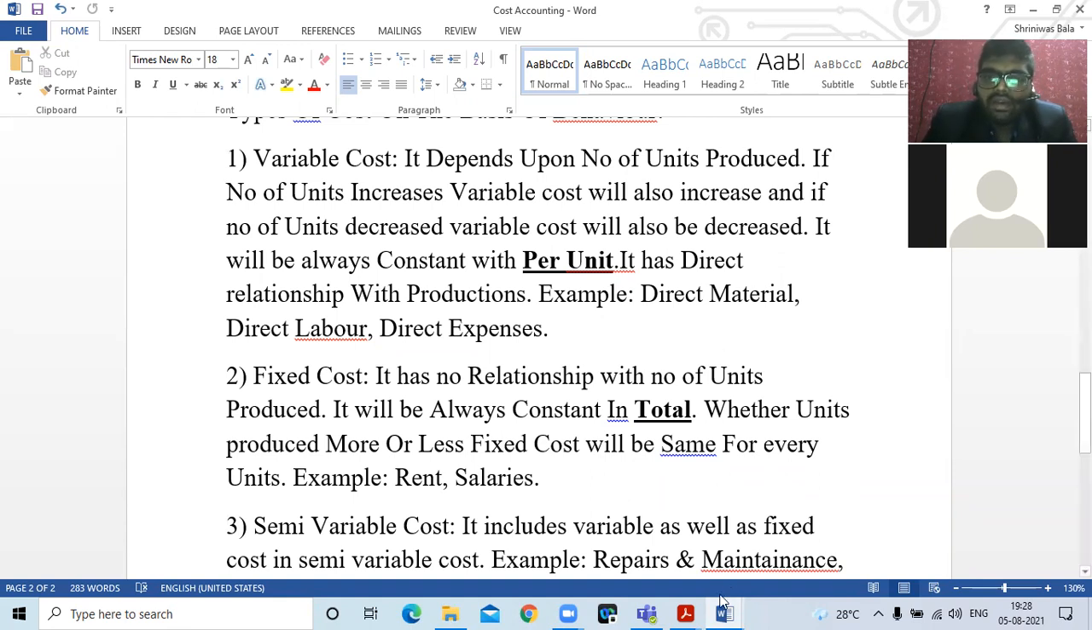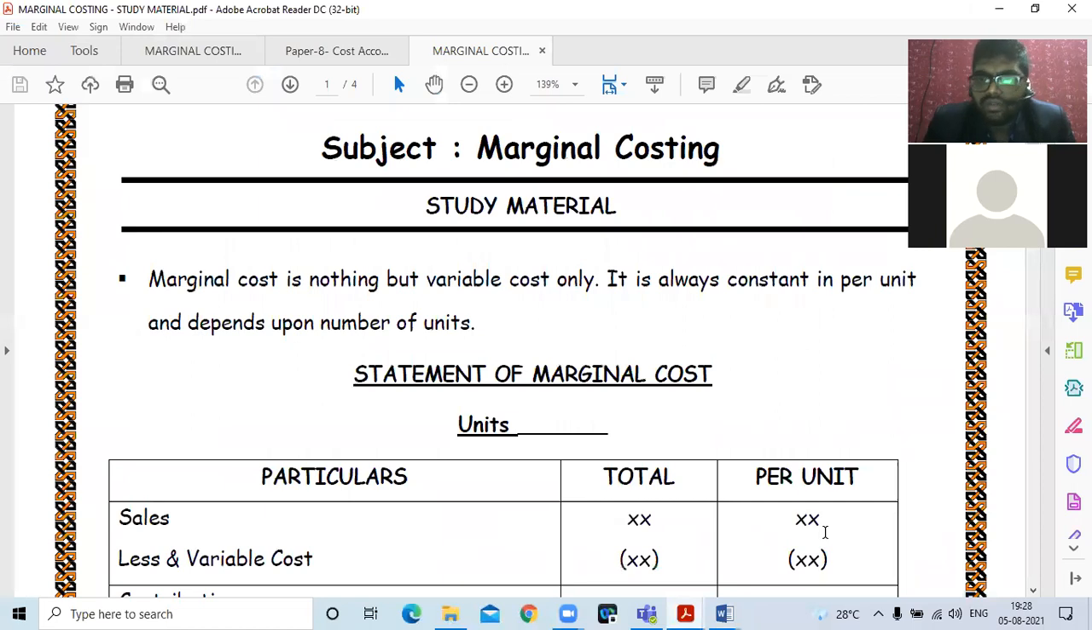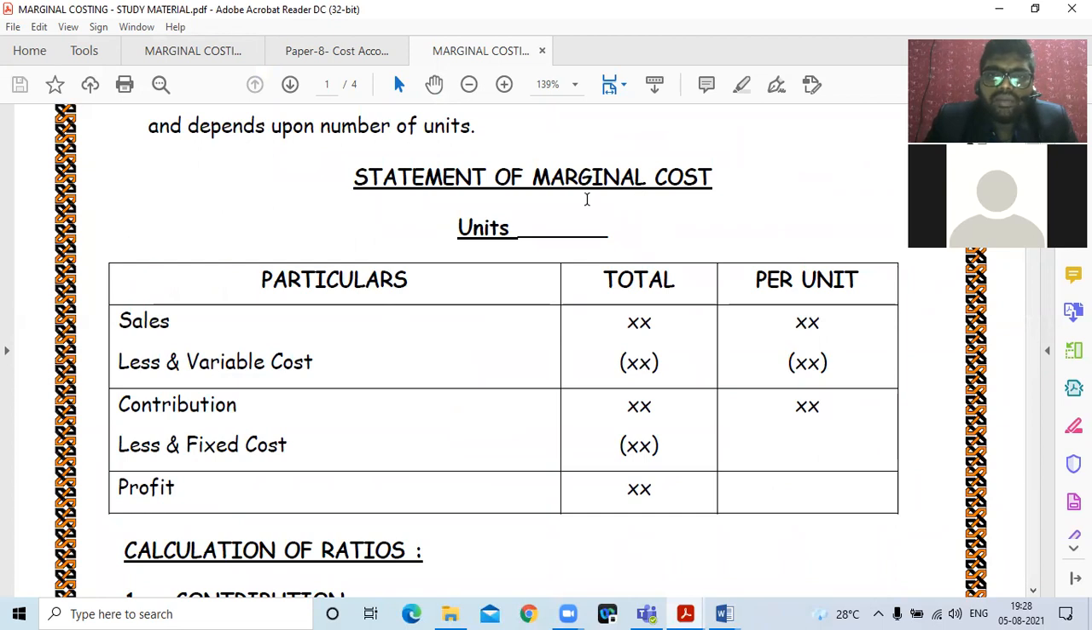Okay, now we will come to the formulas we are going to use for marginal costing. First, we need to prepare your statement. Here you can see, first we will write your number of units, that is, how many units I am manufacturing. Then three columns will be there: one will be your particulars, second will be your total value, and third will be your per unit.